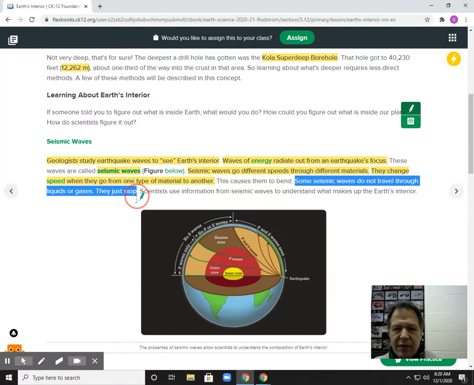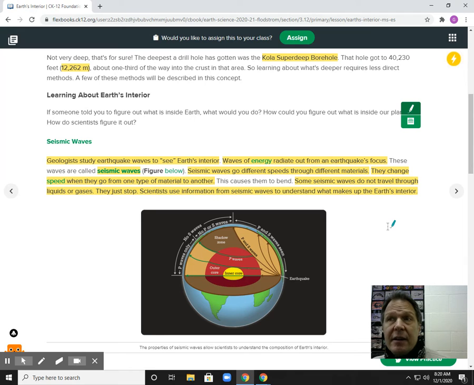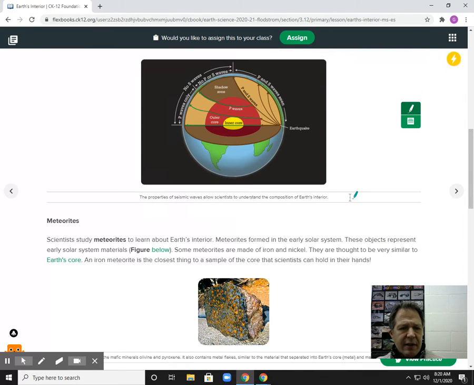Scientists use this information to understand what's inside. If they know that certain waves don't travel through a liquid or a gas, and all of a sudden the wave just isn't there, then they know that portion of the Earth must be liquid. This gets a little bit more involved, and we're going to go into this down the road.